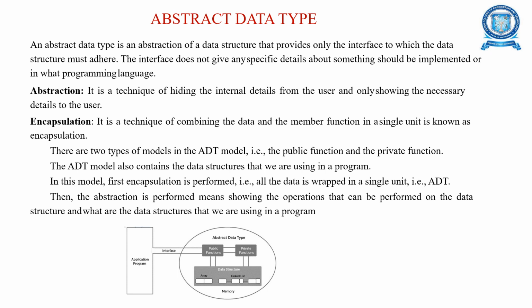In this model, first encapsulation is performed and all the data is wrapped into a single unit, that is the abstract data type. Then abstraction is performed, meaning showing the operations that can be performed on the data structure, and what data structures are being used in the program.